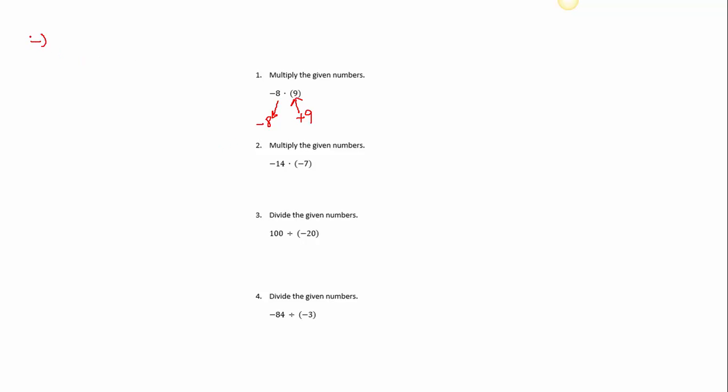And so we know the rules. A minus times a minus will give me a plus, while a minus times a plus will give me a minus sign. Therefore, in this case, I have a negative times positive, so I'm going to end up with a negative answer. 8 times 9 is 72. That was number 1.